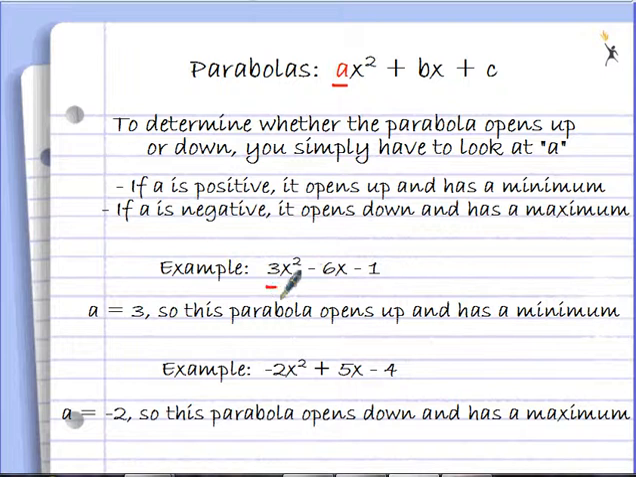So in my first example, my a is 3. That's a positive number, so my parabola opens up and it's going to have a vertex that's a minimum. In my second example, a is negative 2, which means my parabola is going to open down and it's going to have a vertex that's a maximum.